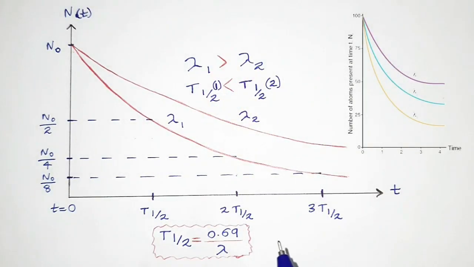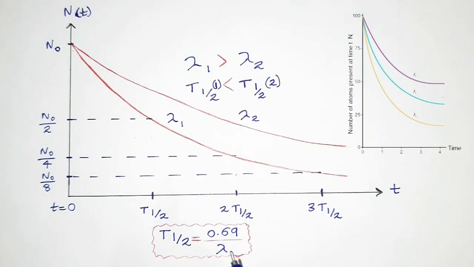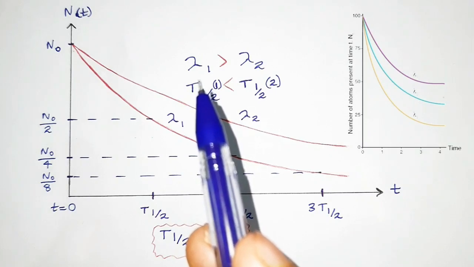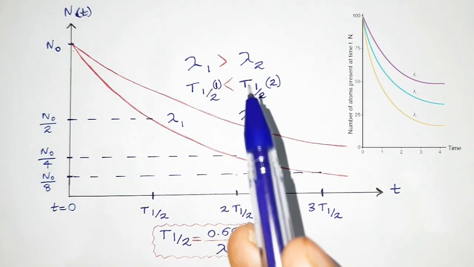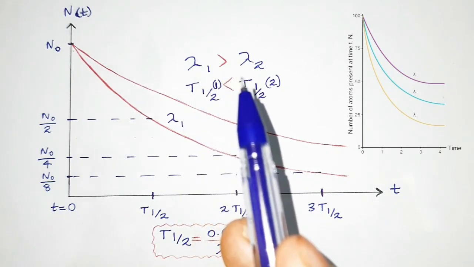As we have discussed before, the half-life time capital T half is equal to 0.69 over lambda, where lambda is the decay constant. Suppose we have 2 radioactive samples and suppose they have the same number of initial elements. One particular sample would have one decay rate and the other particular sample would have another decay rate. Let us take the decay constant as lambda 1 for sample 1 and lambda 2 for sample 2. Here you can see that lambda 1 is greater than lambda 2.